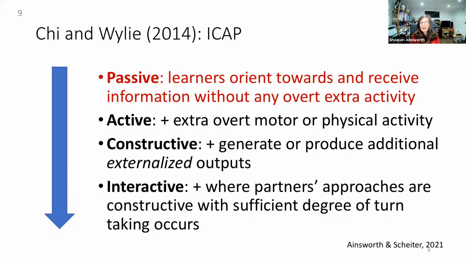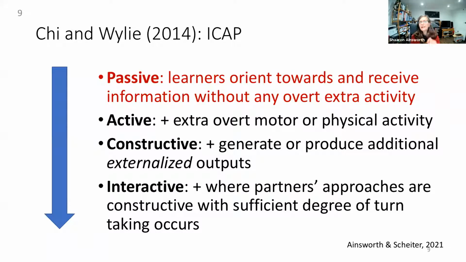And ICAP stands for Interactive, Constructive, Active, and Passive. And they developed this framework to try and explain cognitive engagement. So they looked at all the things that learners do when they learn and said, essentially, what we want is more cognitive engagement, because that leads to better learning outcomes for all sorts of reasons. And what I'm going to say is I'm going to nick it, and I'm going to use it to explain why drawing can help us learn.